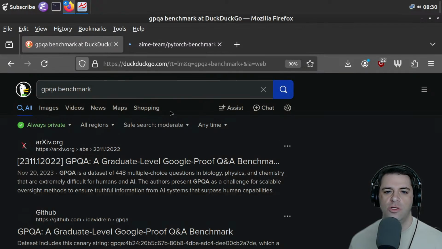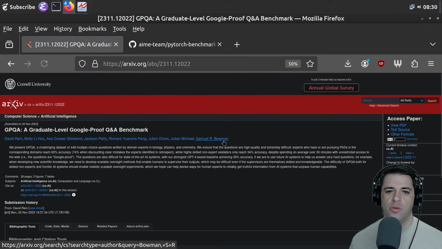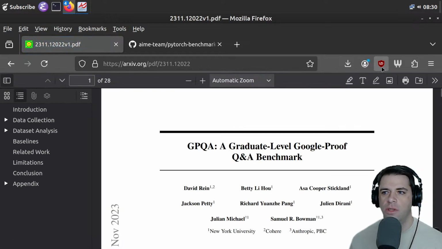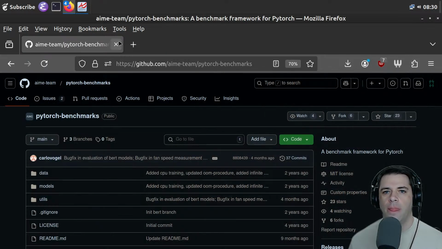Something about multiple GPUs. I'm not sure if that's the thing. So GPQA is biology, physics, and chemistry. That is, graduate-level Google-Proof Q&A. Google-Proof, I'm guessing, means difficult to Google. So maybe I'll read this paper at a later time.